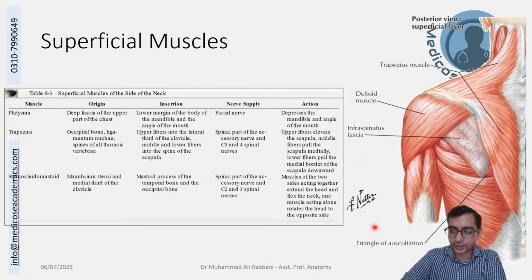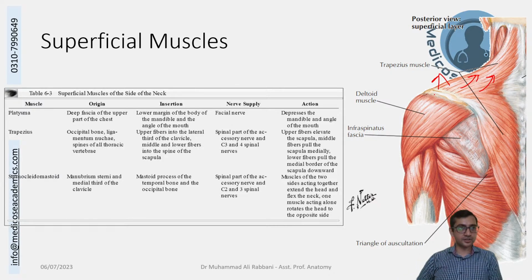So what does it do when it contracts? Sometimes only the upper fibers contract. When the upper fibers contract, it helps in moving the scapula upwards. So this is the shrugging movement, when you don't care about something and when you don't want to answer something. So this moving up of the shoulders is due to the trapezius. And this is called shrugging, that is the elevation of the scapula.